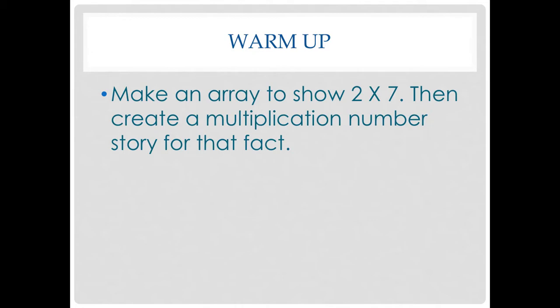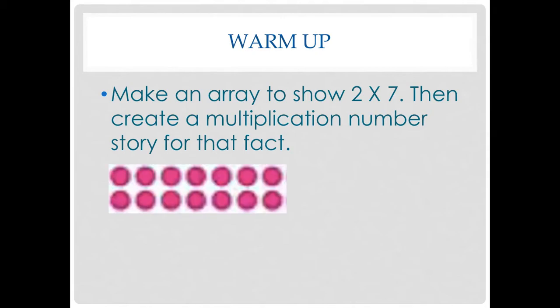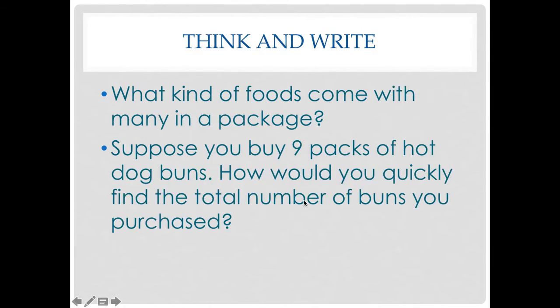So just to do a little warm up, make an array of 2 times 7. When you do 2 times 7, you have 2 rows. And then you have 1, 2, 3, 4, 5, 6, 7 columns. Your number sentence would be 2 times 7, and your answer would be 14. You can count your circles or skip count by 2s, 2, 4, 6, 8, 10, 12, 14 to get your answer. Now, let's think for a second.